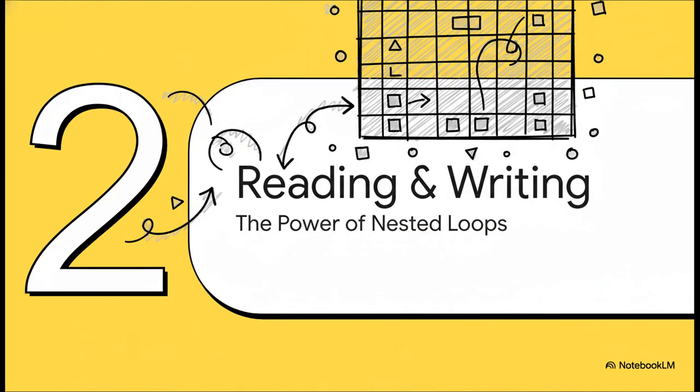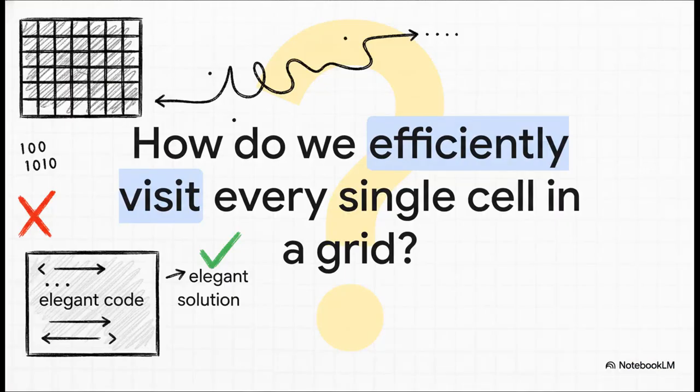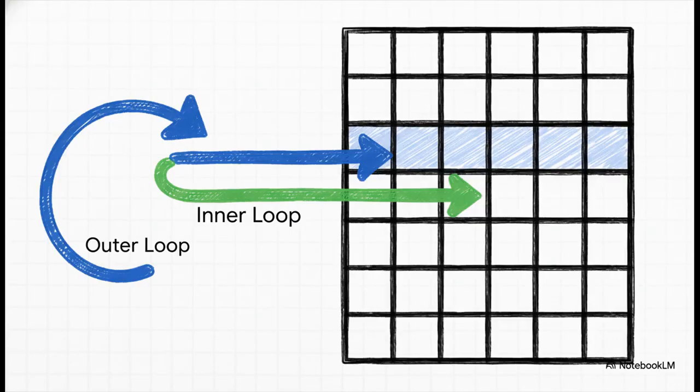Okay, so we know how to create a matrix. Now for the really fun part, the most fundamental skill of all, actually getting in there to access and mess with the data inside it. So just imagine you've got this big 10 by 10 grid. That's 100 cells. You are definitely not going to write 100 lines of code just to read everything. So what's the elegant, programmer-approved way to visit every single cell without going crazy? The answer is nested loops. This is the absolute classic go-to tool for this exact job.